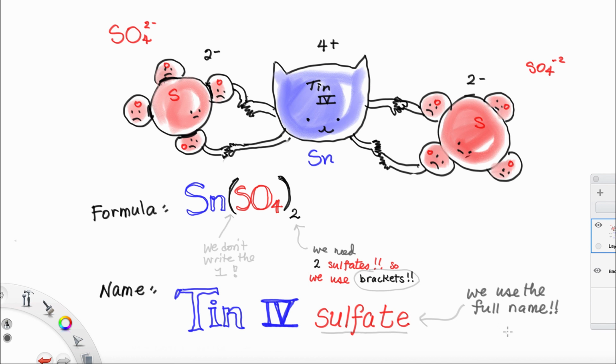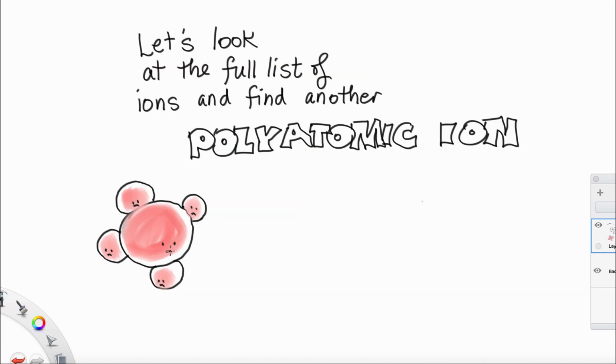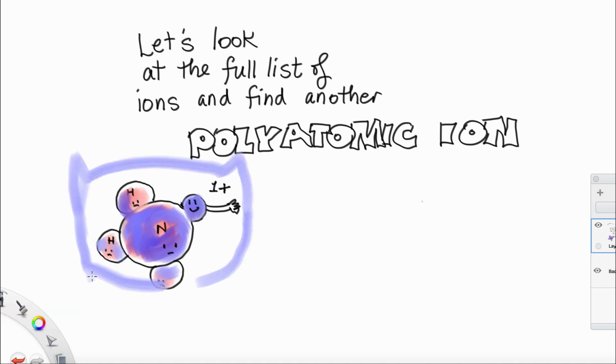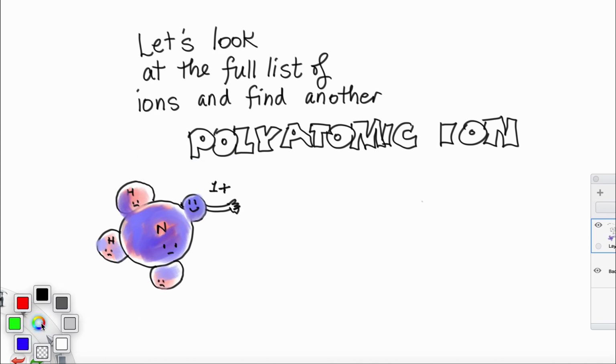Let's look at the full list of ions to find another polyatomic ion. If we have a nitrogen with 4 hydrogens. Curiously, these are nonmetals, but when they gather together to form a polyatomic ion, curiously they make a cation, a polyatomic cation. And this polyatomic cation is called ammonium.